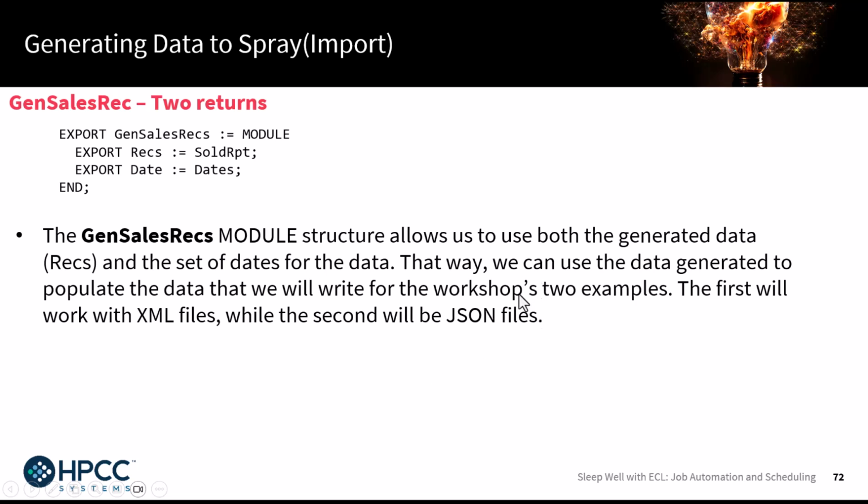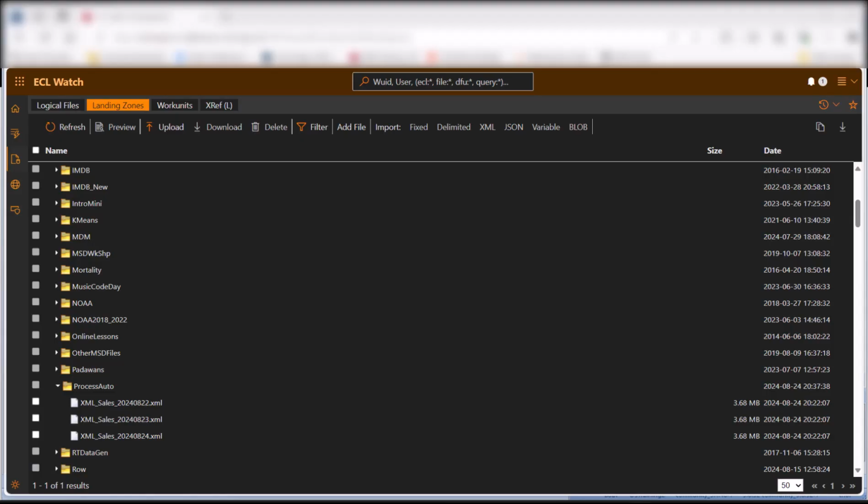This allows us to use both the generated data, which is the recs, and the set of dates for the data. That way we can use the data generated to populate the data that we will write for the workshop's two examples. The first will work with XML files, while the second will be with JSON files.